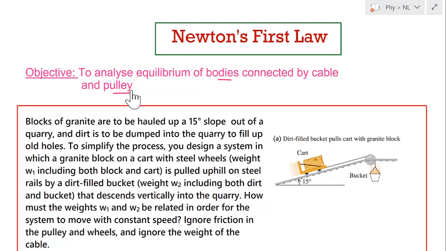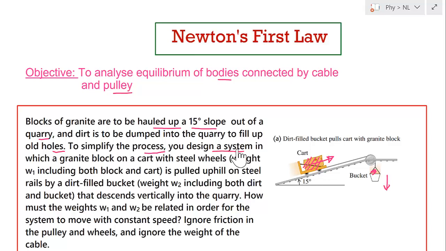This problem says blocks of granite are to be hauled up a 15-degree slope out of a quarry. So this is a block of granite, and this has to be hauled up. And the dirt is to be dumped into the quarry to fill up the old holes. This dirt has to be pulled down and filled into the old holes. To simplify the process, you have to make some assumptions. What is the assumption and what is the design you are going to make?